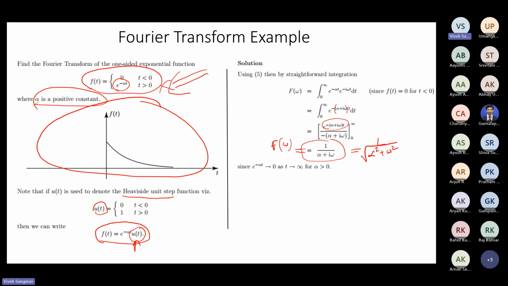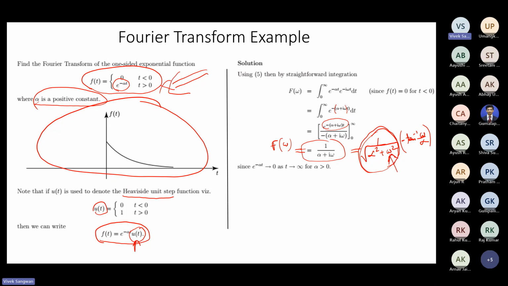And its phase is negative tangent inverse omega by alpha. Okay. So this is just complex algebra that you have done before. So just by looking at this magnitude, you can tell that as the frequency increases, this magnitude is going to decrease. So this is also a type of function where higher frequencies contribute less.